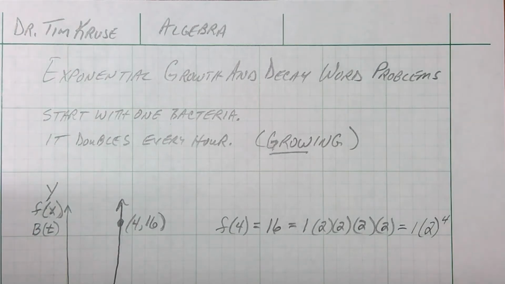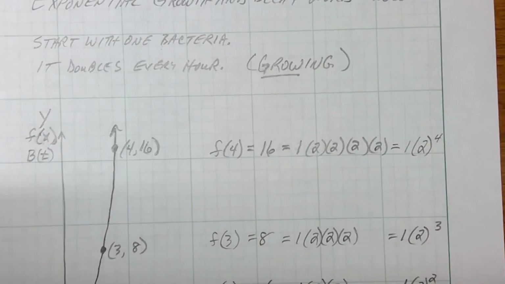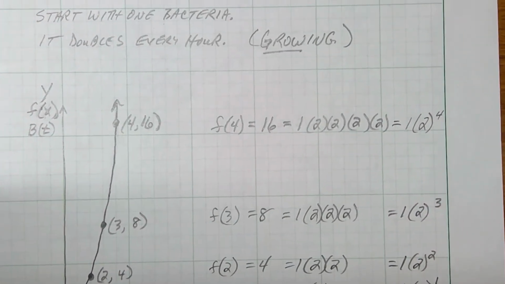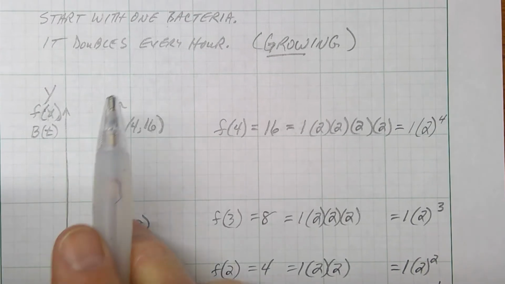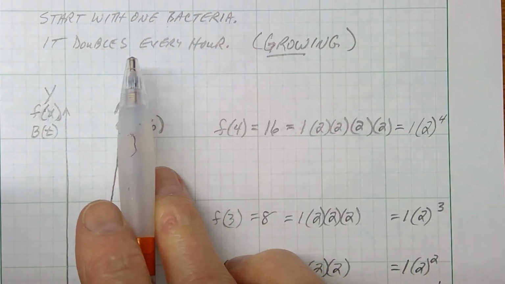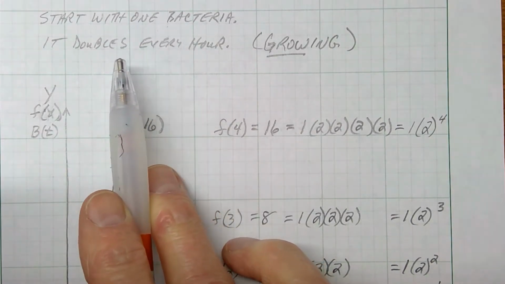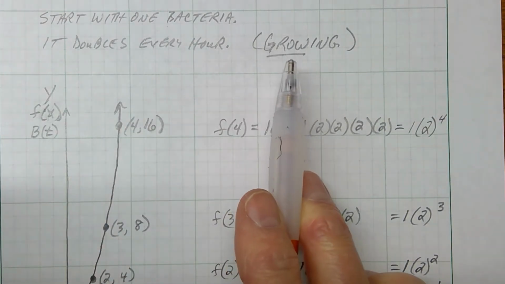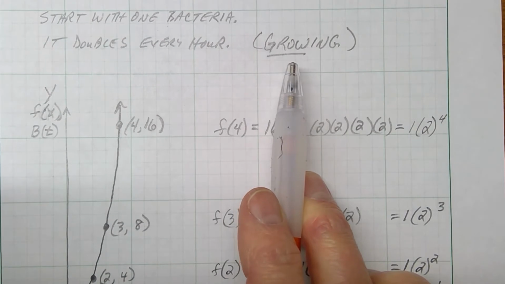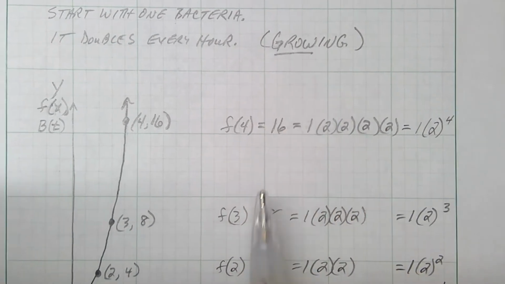Now, before we get started with the word problems, let's just review exponential growth and decay. So let's say we start with one bacteria and let's say it doubles every hour. So it's obviously growing. If we had one bacteria to start with, and then it doubled, then I would have 2, and then if it doubled again, I'd have 4, and if it doubled again, I'd have 8, and so on. So it's growing. We have more and more bacteria as time goes by.